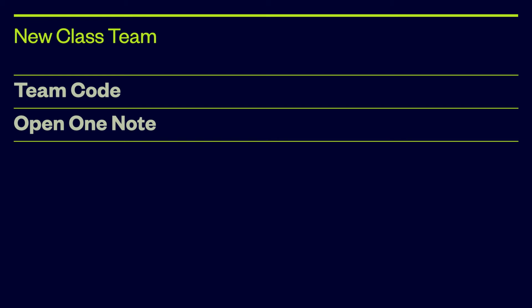First thing I want you to do though with your teacher is get your team code for your new class team. Once you've done that, I want you to open OneNote, and then your teacher might have to distribute some pages to you through OneNote. But if it doesn't work straight away, remember the pages are in the content library and you'll still be able to see them. So pause the video and do that now.